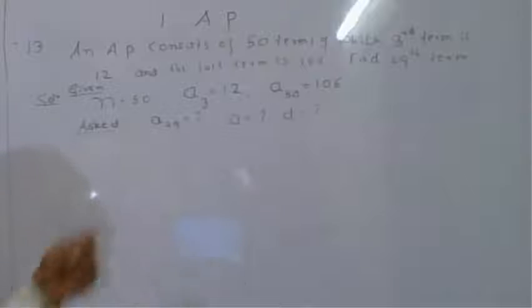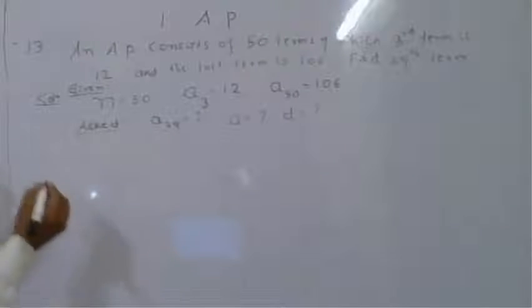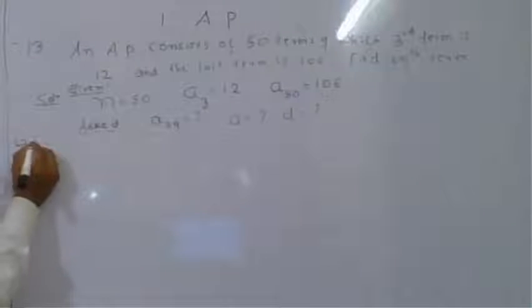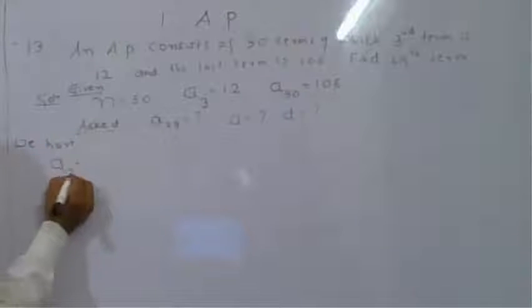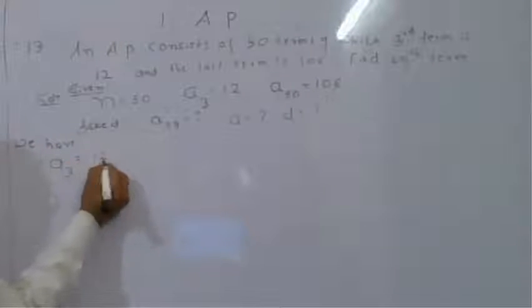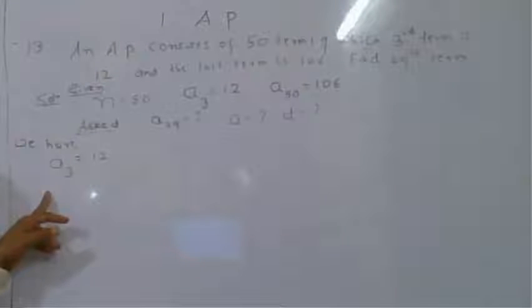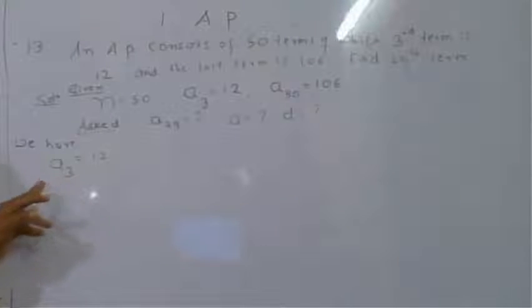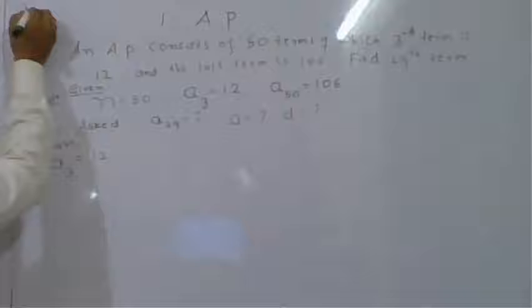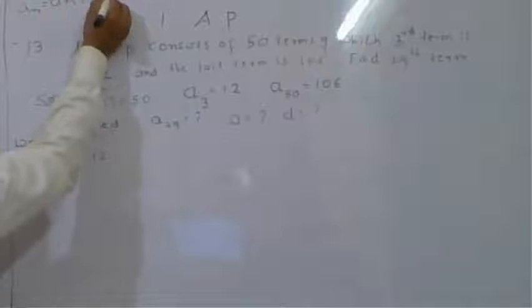To get the A and D, you are writing some linear equations. Like you are given with A3 is equal to 12. Can you apply the formula? What is A3 is equal to? What is the formula to find out nth term of an AP? A plus n minus 1 into D.